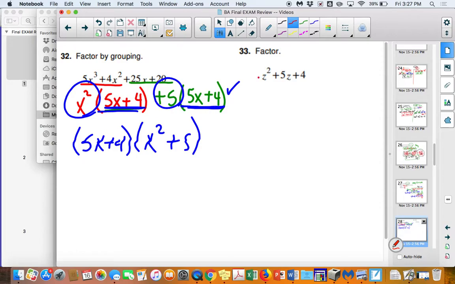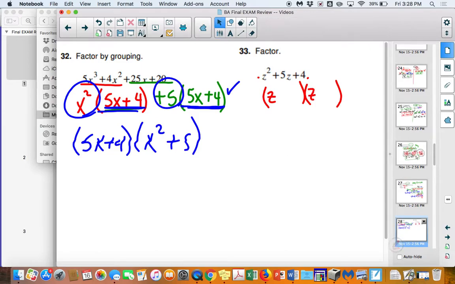There's no, you can't take a number from the first term. You can't take a letter from the second. And since it's a trinomial, hopefully you're thinking go to 2 binomials. Is it easy or hard? Well, when you look up front, there's a 1 in front of z squared. So that means he's easy. So we just need z and z.